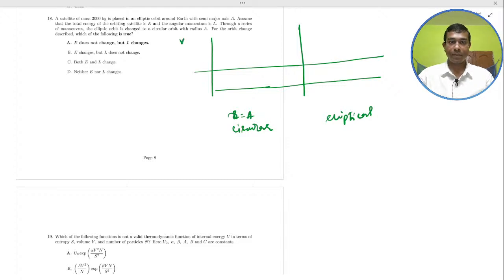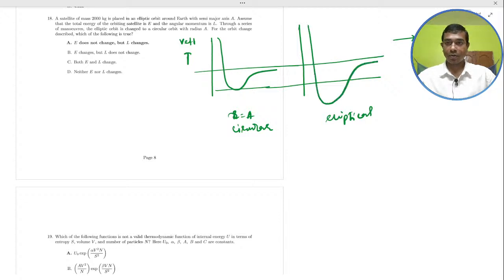Here is the effective potential for the r direction. This one is converted into that one for the elliptical orbit. Here this is the V minimum. This is basically the E. Here the V minimum is the E. This is the A.